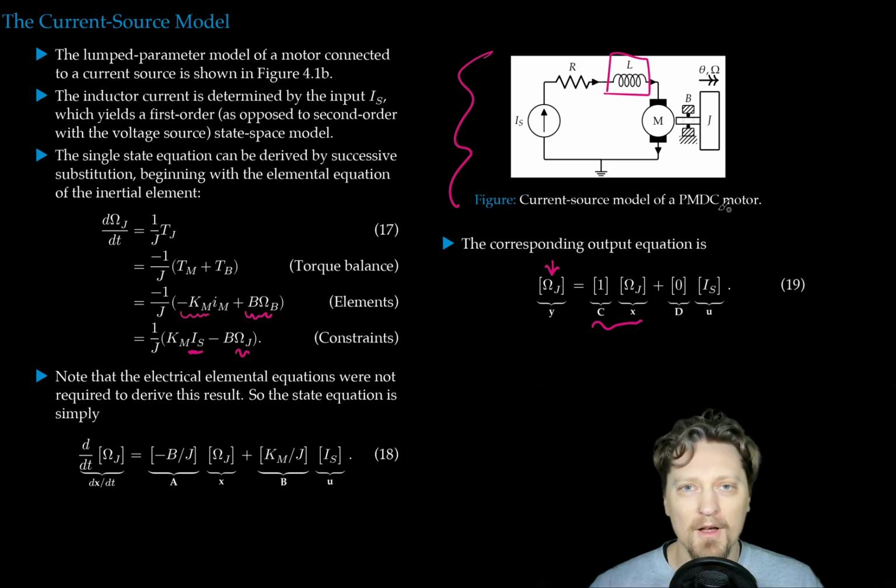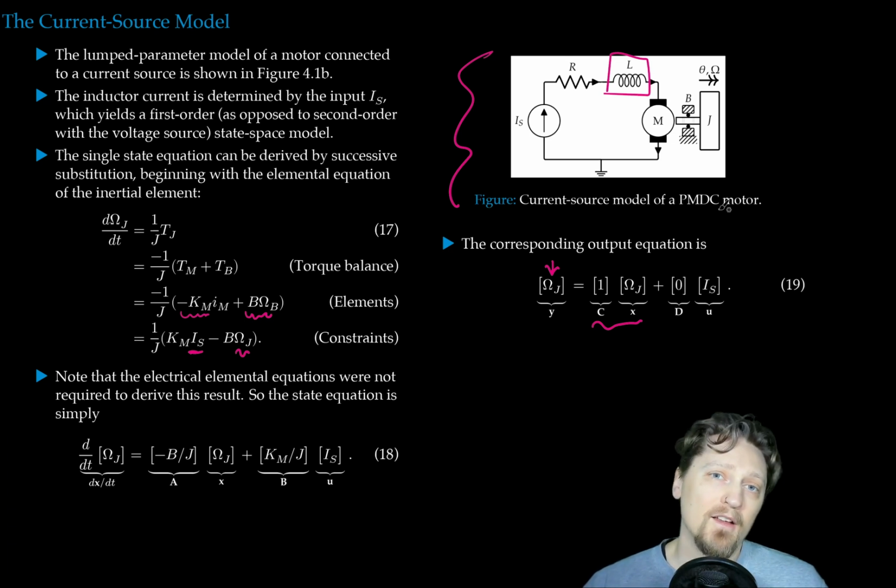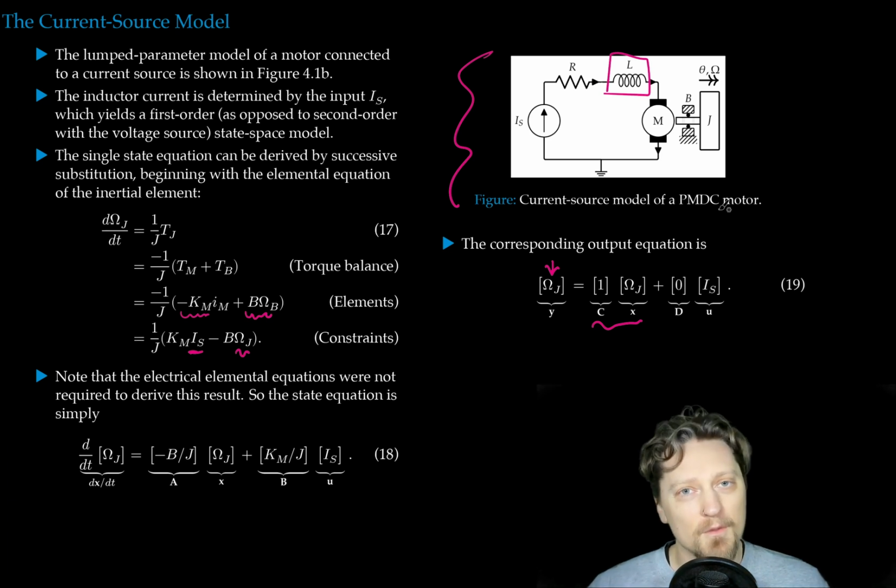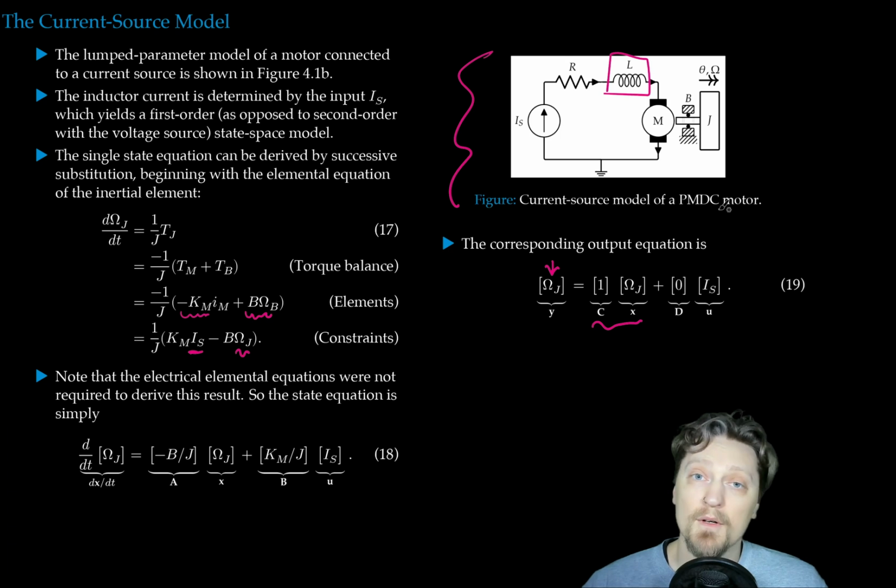So the current source model is much simpler, and that's the main reason why we prefer it. We prefer using a driver for a motor that is a current source or can easily be modeled as a current source, because modeling the motor dynamics is simpler this way.